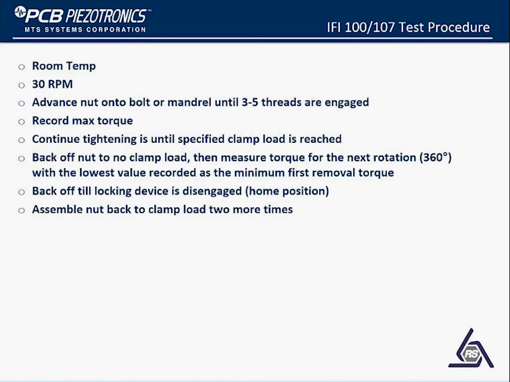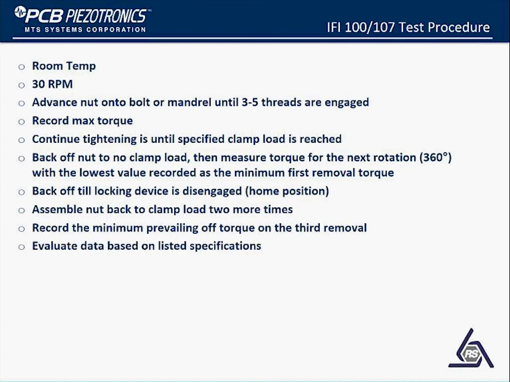Then we'll assemble the nut back to clamp load 2 more times. In some cases, we'll assemble the nut back onto the clamp load 4 more times. However, what we're looking at doing would be to record the minimum prevailing off torque on the final, the 3rd or 5th final removal. And we'll evaluate the data based on the listed specifications.